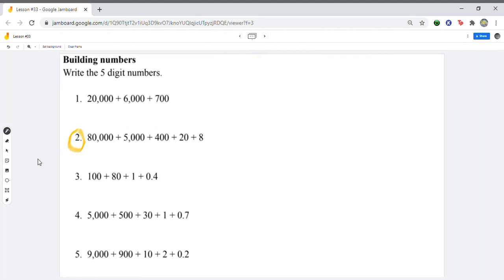So the third section, we're going to take a break from division, and we're going to be building numbers. We're going to be writing the 5-digit numbers for number 2.